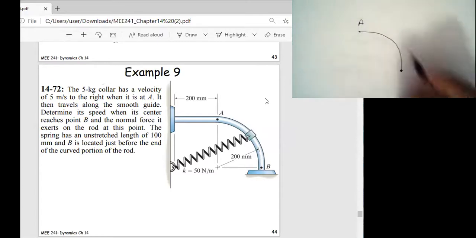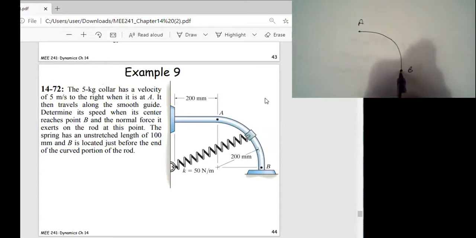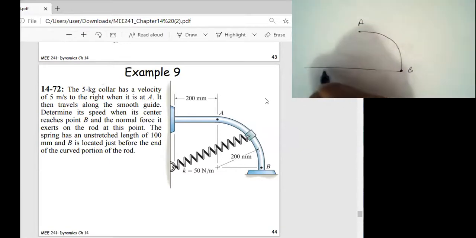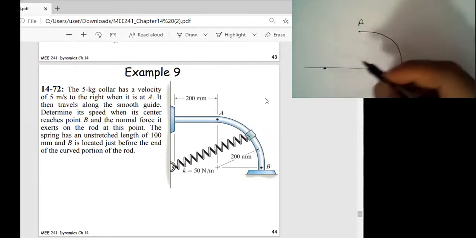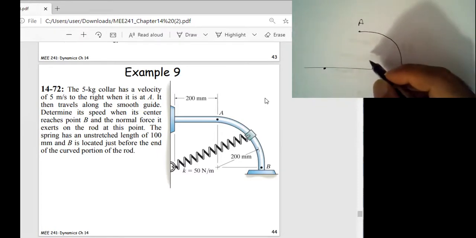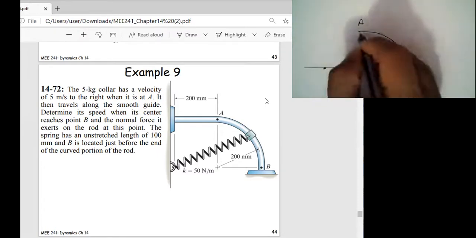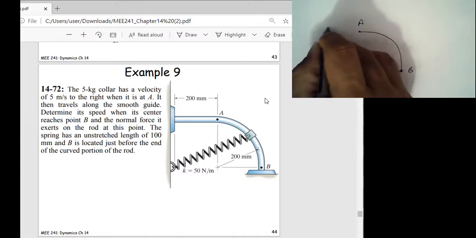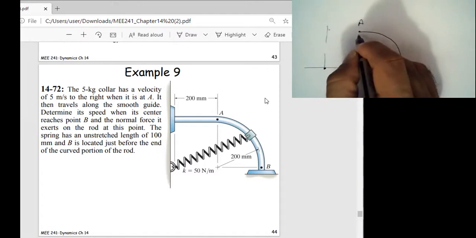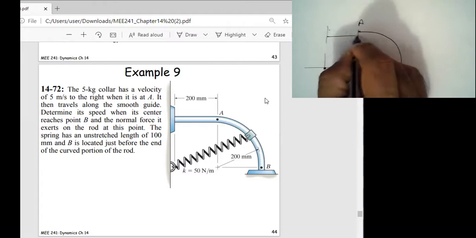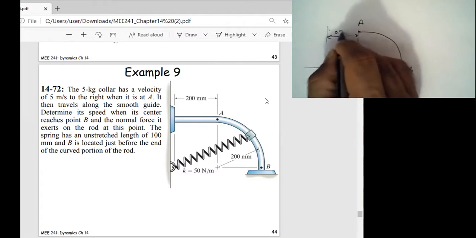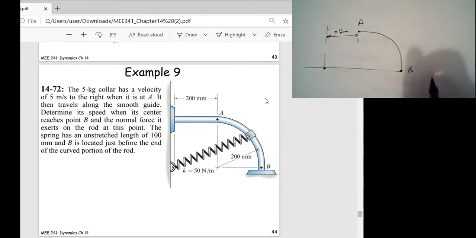This is A, and this is B, and this is my spring right here. And what we do know is that this distance from here is 0.2 meter, which is 200 millimeters.